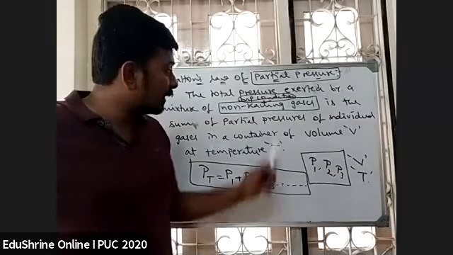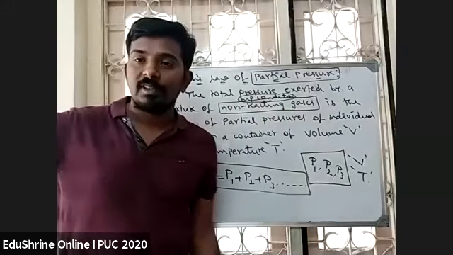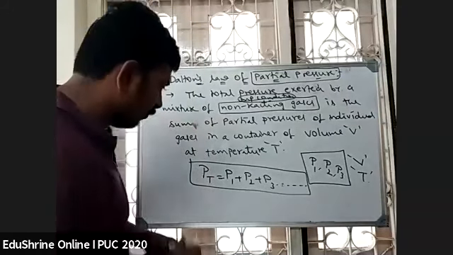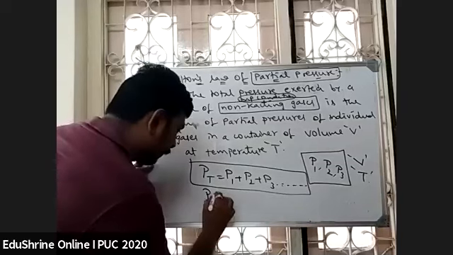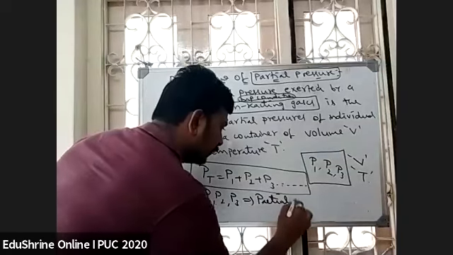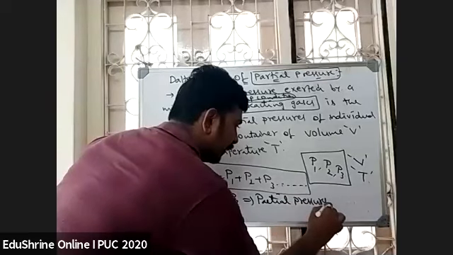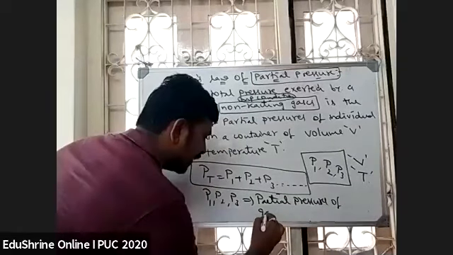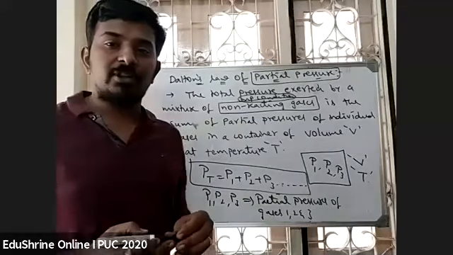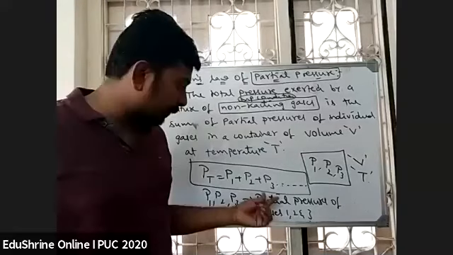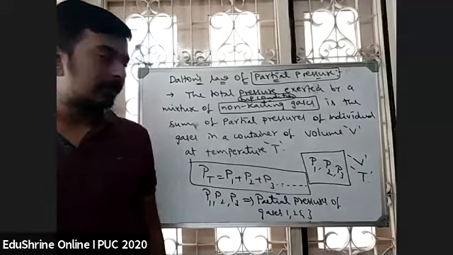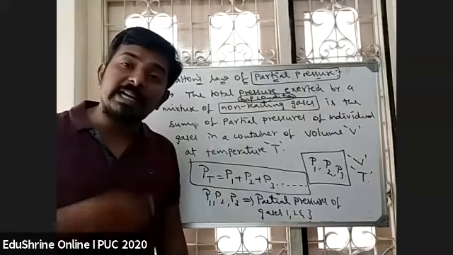Yes, this is applicable only when these 3 gases are not reacting. Right. So below you can write P1, P2 and P3, the partial pressures of gases 1, 2 and 3. Partial pressure means pressure exerted by individual gas.